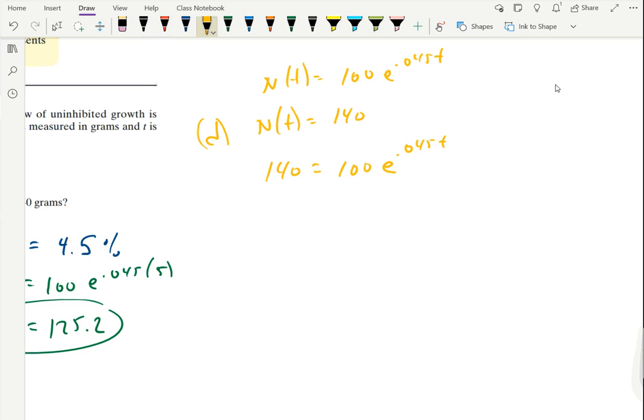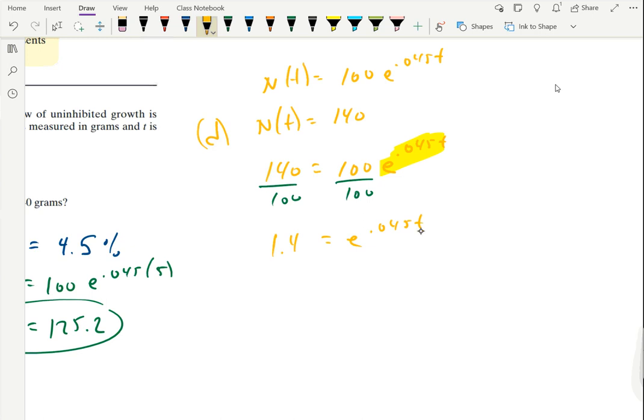Now I need to solve for t. Okay, so we can go ahead and do that. If I solve for t, I've got to get the term with t isolated by itself. So let me go ahead and divide both sides here by 100. I can do that in my head. That's going to be 1.4, so just move the decimal over 2 places, equals e to the 0.045t.